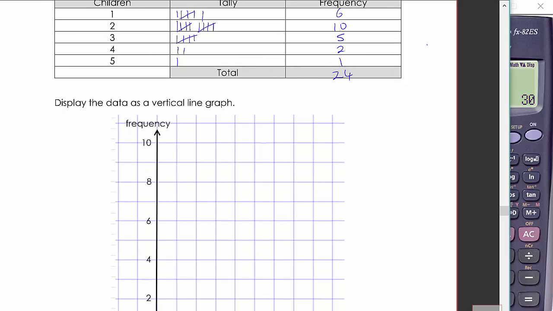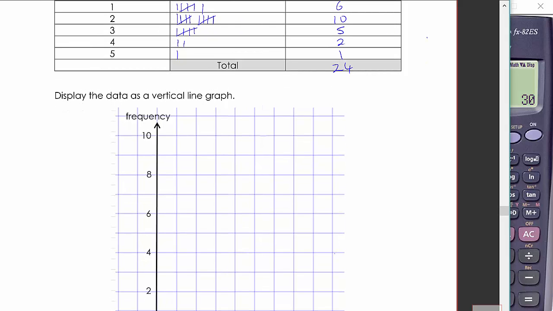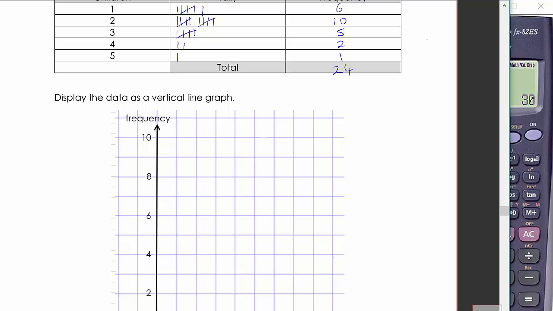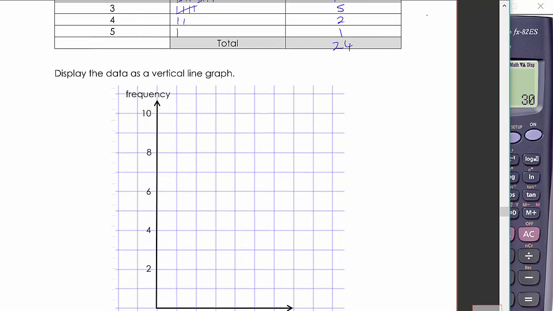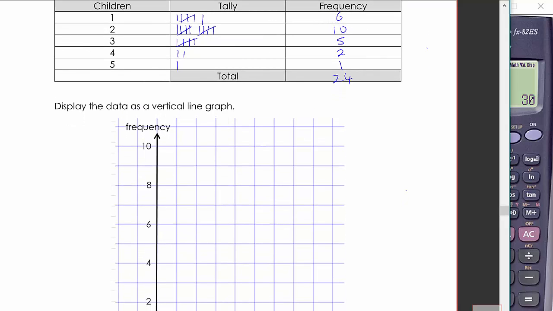So display the data as a vertical line graph. Now you'll see them as column graphs in your book. I don't like it. It's not a good way to do it. So I'm going to do it as a vertical line, but just be aware that you see thick columns for these things. You shouldn't see that. The books get it wrong.